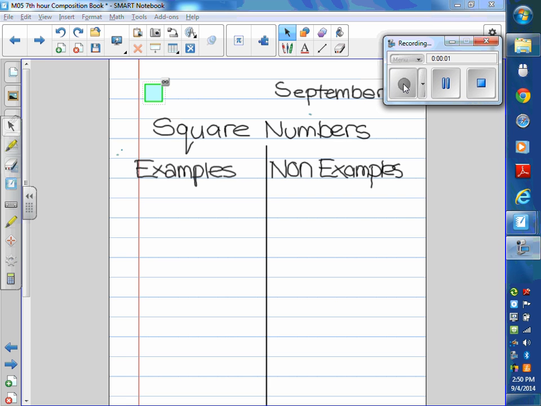Charlie, tell me about your smallest square number. What is it? My smallest square number is 2 by 2. So what's the number? 4. Those are the dimensions, right?